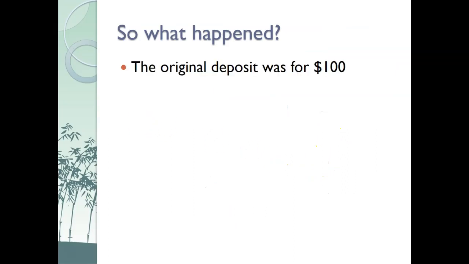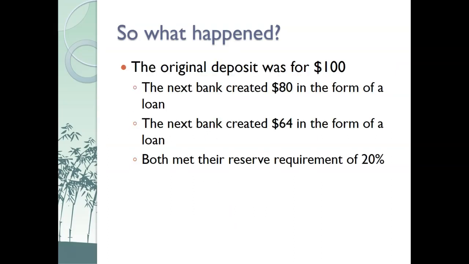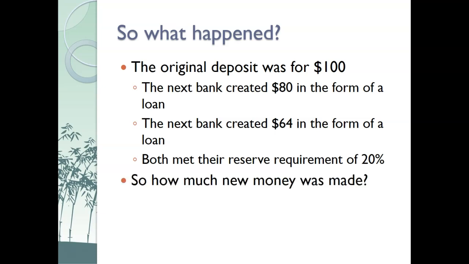So what happened? The original deposit was for $100. The bank then created a loan for $80. The next bank created a loan for $64. And like we talked about, that's money. It's usable. It was legal. It was accepted. It could be used as a medium of exchange. It has a standard of value. It was money. Both met the required reserves. They still had $20 for the first bank and $16 for the second bank, even after money was withdrawn.